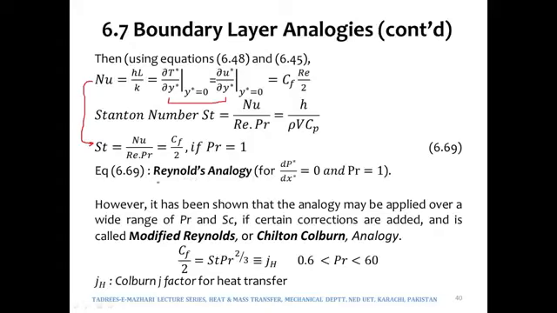But again, there are two conditions behind this Reynolds analogy. First one is that dp by dx is 0, and secondly Prandtl number is 1. However, if Prandtl number is not equal to 1, it has been found that this same expression Cf by 2 may be written as Stanton times Prandtl number raised to the power 2 by 3. And this expression holds good for a wide range of Prandtl number ranging from 0.6 to 60. So if Prandtl number is not 1, then this expression would hold good, and this particular expression is called modified Reynolds analogy or Chilton-Colburn analogy.